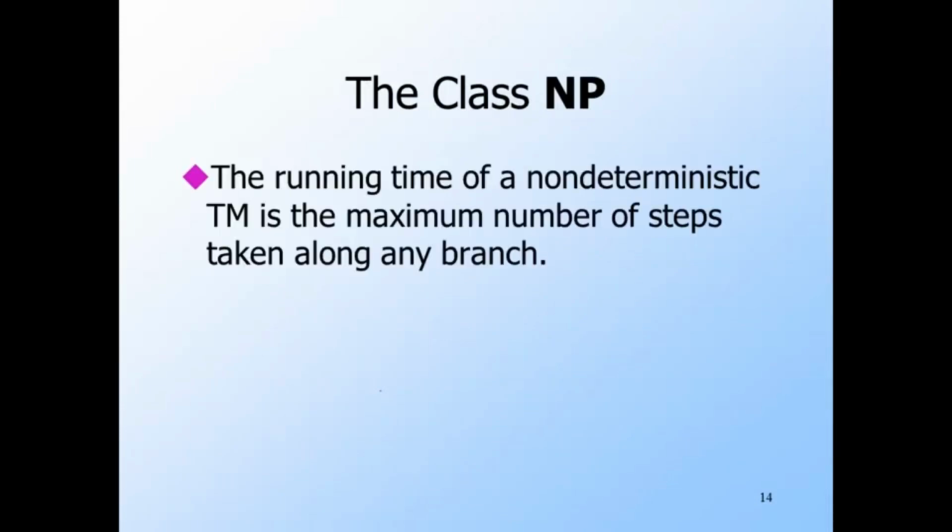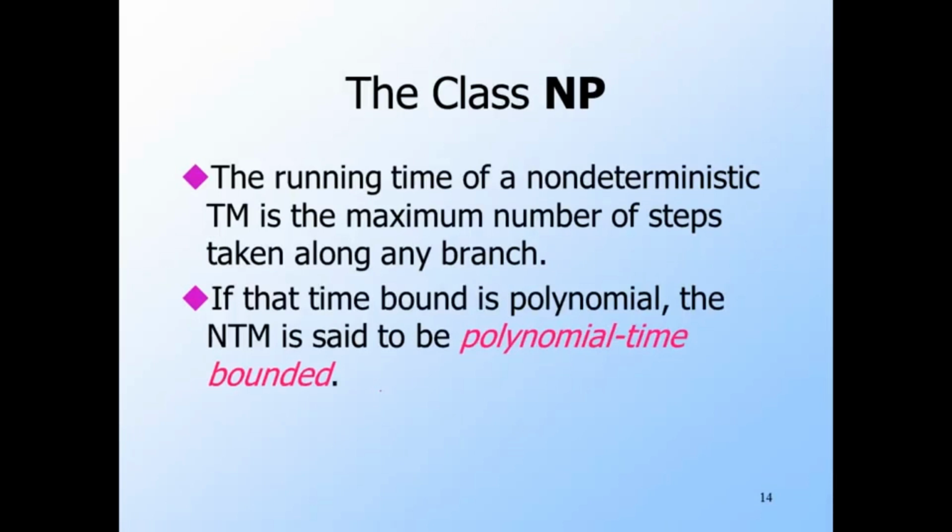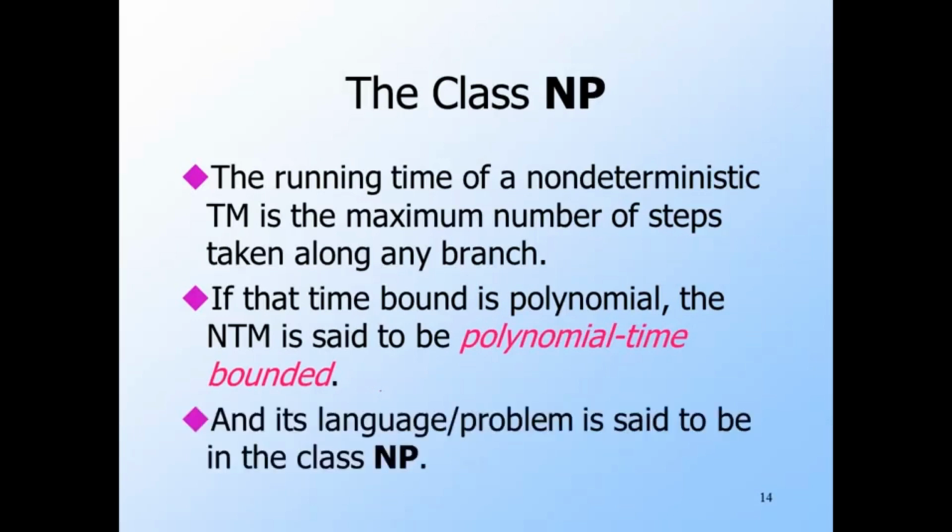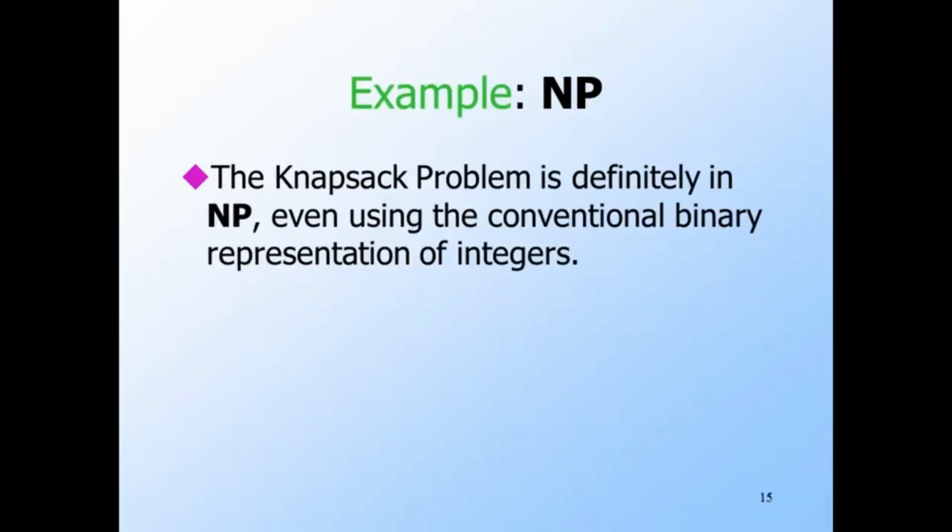NP is defined in terms of non-deterministic Turing machines. The running time of a non-deterministic Turing machine is the maximum number of moves it takes along any branch, that is, by making any sequence of choices. If there is a polynomial bound on that time, then the non-deterministic machine is said to be polynomial time bounded, and the language or problem it accepts is said to be in the class NP. For example, the standard version of knapsack, where integers are represented in binary, is in NP.